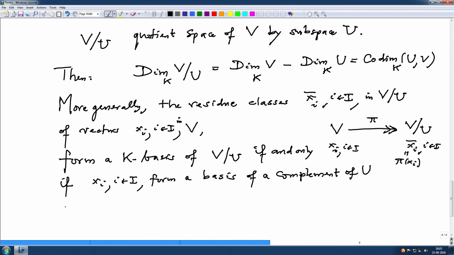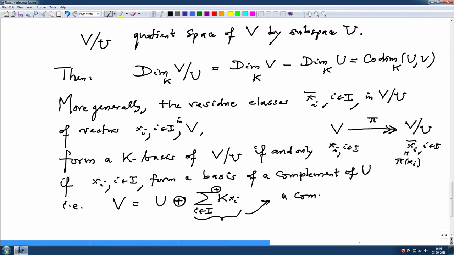So, that simply means, along with U, these guys form a basis of V. That means V is U direct sum the span of the k xi, and this is also a direct sum. This is a complement of U.